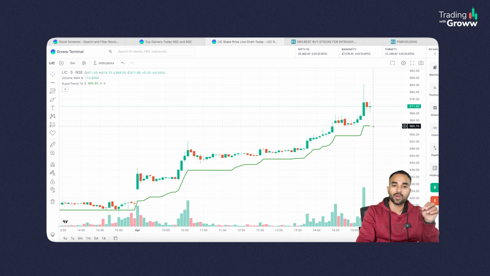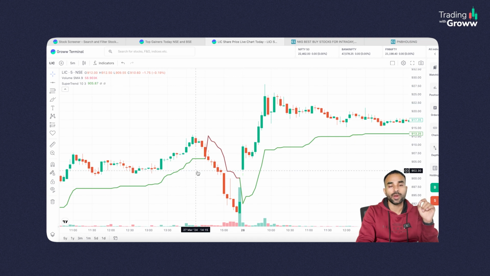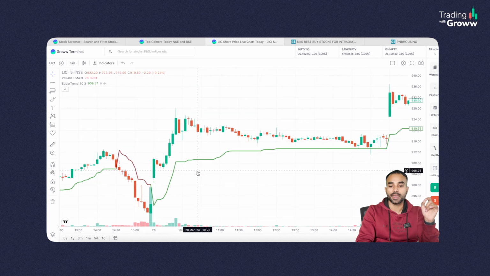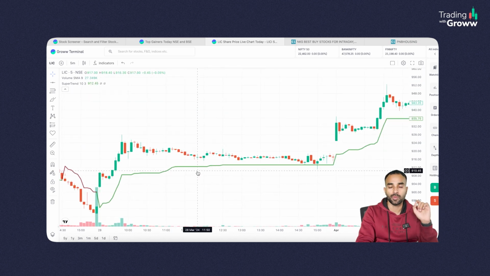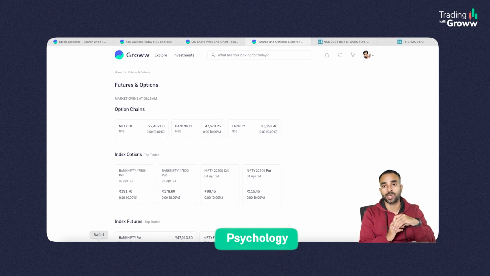So Supertrend not only helps you in identifying the buy zone and sell zone, it can also help you to identify the trailing stop loss level, so that in case the market reverses, you can close in a reasonable profit. So coming to the last part, which is the psychological aspects with respect to day trading.